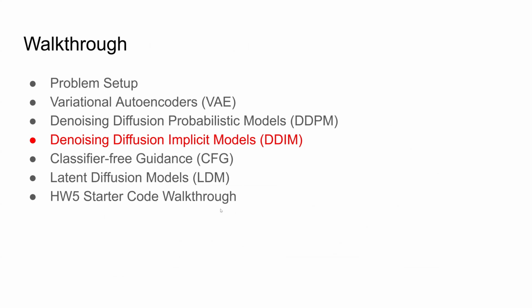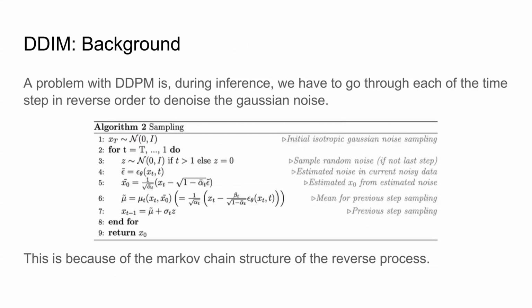Okay, and now let's start with DDIM. So a problem with DDPM is this sampling algorithm, where if you see that in the first algorithm, we are training by sampling the time steps, right? But during the sampling process or the inference process, we cannot escape any time step. So let's see how to solve this problem.